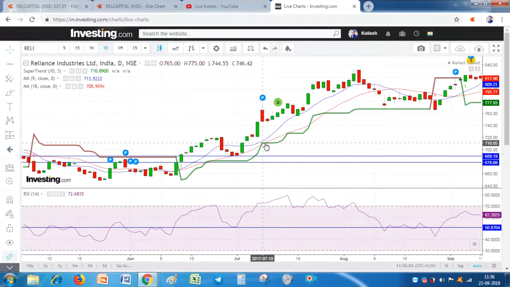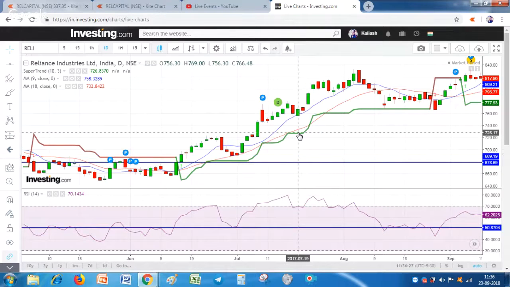We should decide that if the stock goes below this level, we will exit. If we exited at this level, we are still in profit of about 20 points because the entry is somewhere around 690. If the stock does not break this level, it goes higher, so we should keep trailing the stop loss. We should follow these super trend levels, friends, and keep trailing stop losses. In positional trades, these levels we have to see. We cannot place a fixed stop loss in positional trades; we have to keep levels.